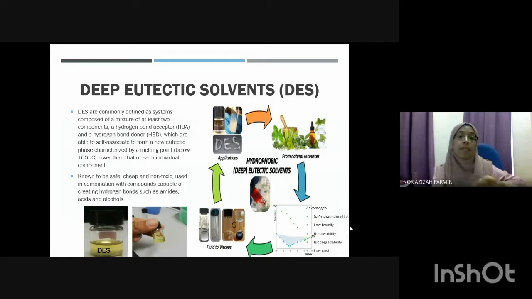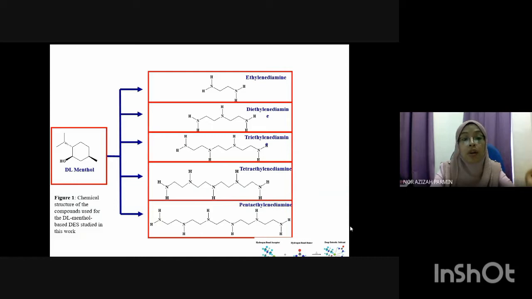What is DES? DES is a deep eutectic solvent, commonly defined as a system composed of a mixture of at least two components, a hydrogen bond acceptor and a hydrogen bond donor. It is known to be safe, cheap and non-toxic, used in combination with compounds capable of creating hydrogen bonds such as amide, acid and alcohol. This figure shows the chemical structure of the compounds used for the DL-menthol based DES study in this work.